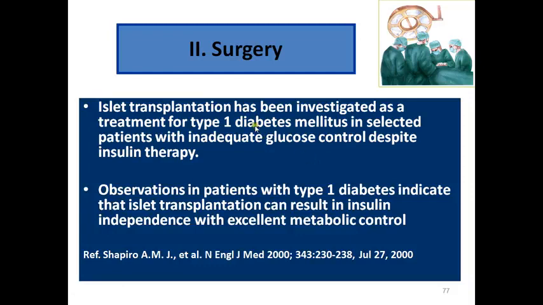Surgery. Islet cell transplant has been investigated as a treatment of type 1 diabetes in selected patients with inadequate glucose control despite insulin therapy, and it has been seen that islet cell transplant has helped a lot of patients. So what we do is we take healthy islet cells, first HLA matching is done, and then healthy islet cells are injected into the hepatic vein, and these cells go and settle down in the pancreas.